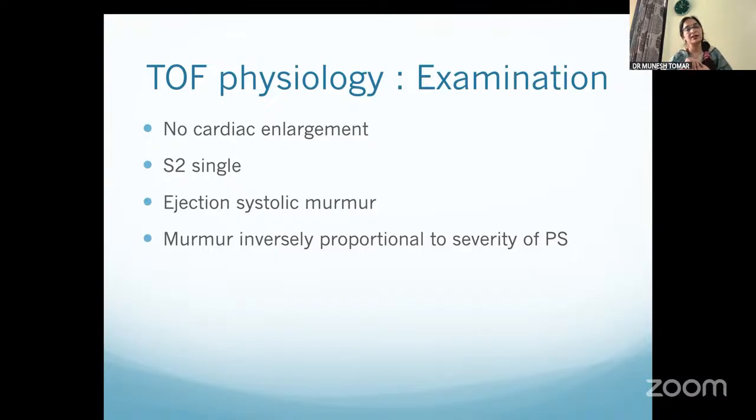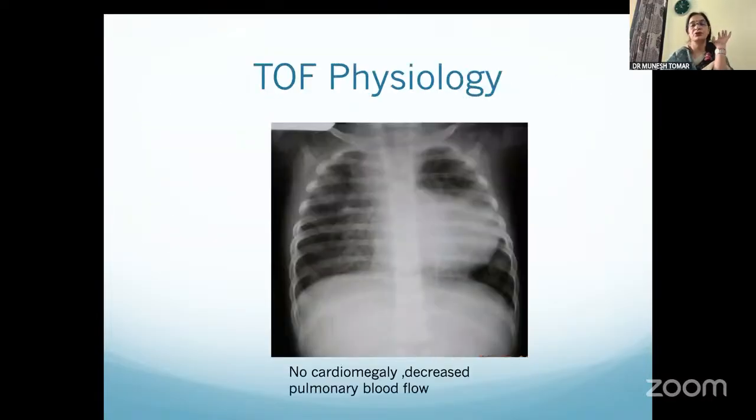The second heart sound is single. There is an ejection systolic murmur of various degrees, usually 2 to 3 by 6. And the more the cyanosis, the more the PS, then your murmur becomes smaller. So the sicker the tetralogy, the less serious the murmur. With pulmonary atresia, no murmur. So the sicker the child, the lesser the murmur. It is always inversely proportional to the presentation, to the underlying condition.